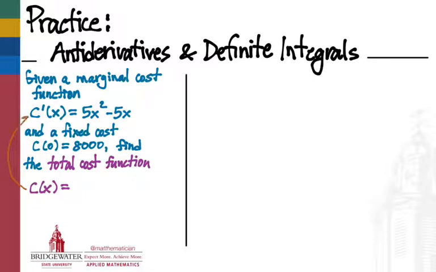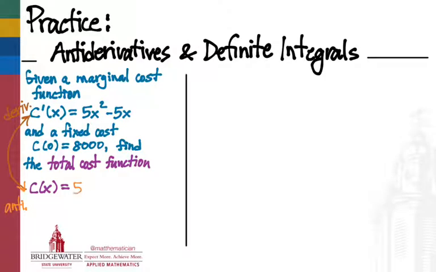Right? The derivative of C is what gives me C prime. So if I want to find the total cost from the marginal cost, what I need is an antiderivative. So then my question to you is, how do I take the antiderivative of 5x squared minus 5x? Let's start with the 5x squared part.